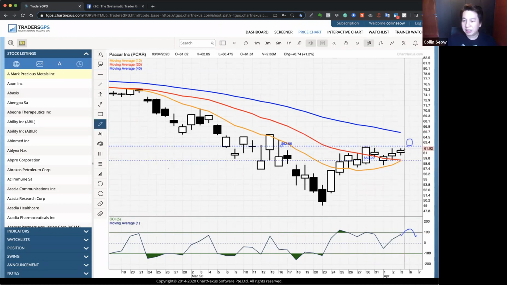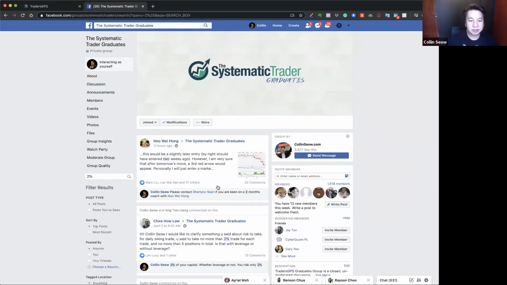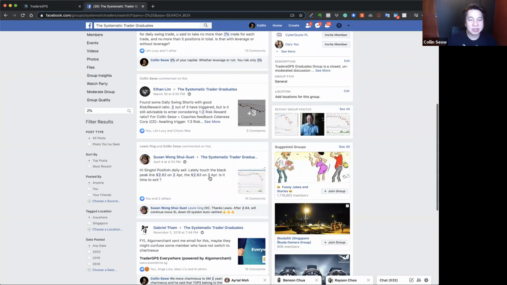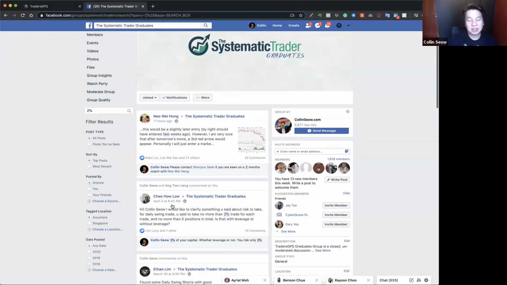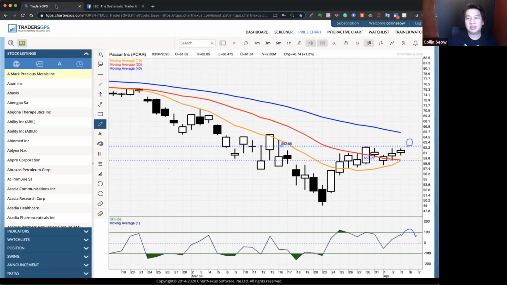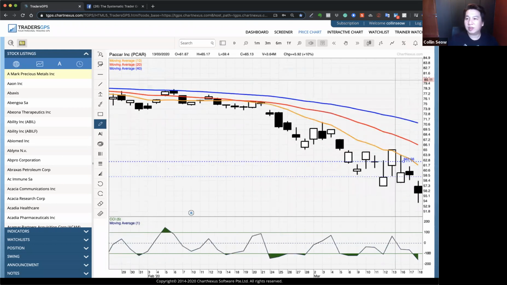So you trigger, money management, 2% risk. I mentioned this before. 2% of capital, leverage or not is also 2%, guys. Don't leverage and then become 6%. It's still 2%. So let's say $10,000, 2% is $200. Understand? Got it?